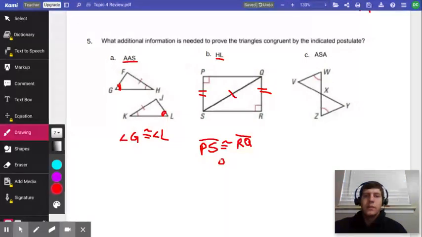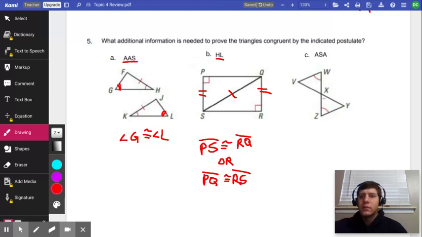Okay, or they could tell us that segment PQ is congruent to segment RS. They would have to give us one of the pair of legs. They would have to tell us one of those pairs of legs are congruent.